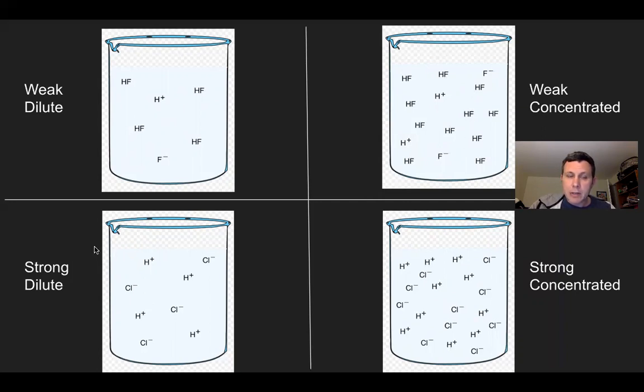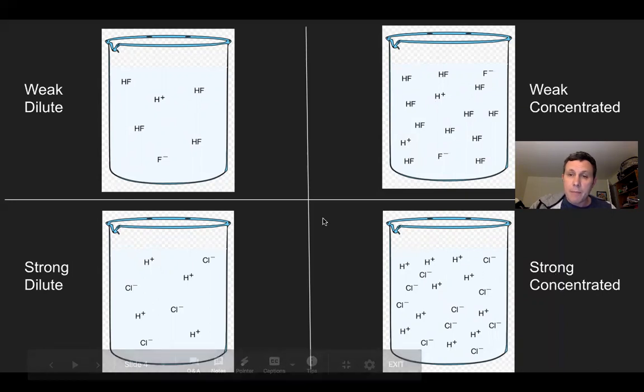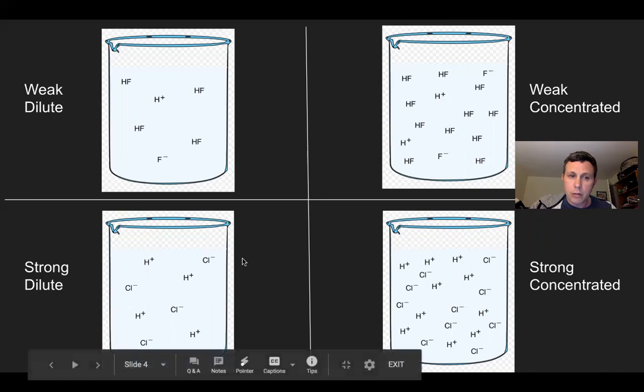Compare that to, say, HCl, hydrochloric acid, which is a strong acid. Here it's strong and dilute because I didn't put a lot in there, but everything I did put in all broke. And if I put a lot more, strong and concentrated, it would look something like this. So the pH is all about how much H plus is in solution, so it's tough to judge exactly. A weak concentrated solution could have a similar pH to a strong dilute solution.